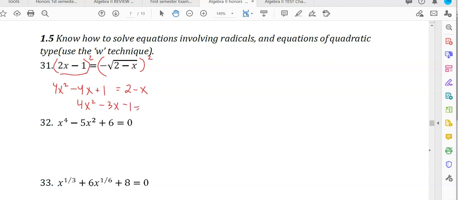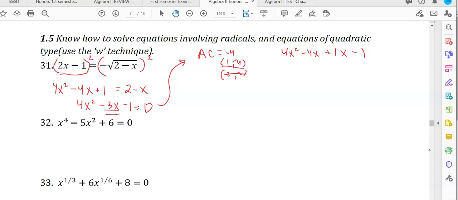Subtract 2, I get minus 1 equals 0. So let's try this AC method. AC would be negative 4. Factors of that would be 1 and 4 or 2 and 2. They've got to be opposites that add up to negative 3, so I think that one will work. So I'm going to split up that middle term using that. So I get 4x squared, minus 4x plus 1x minus 1. So I split up that middle term, that negative 3x, into negative 4x plus 1x using these factors here.